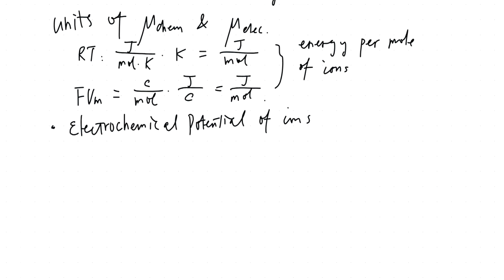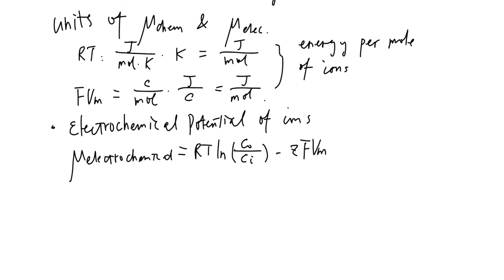So we have mu electrochemical equals RT natural log of C naught divided by Ci, minus ZFV. This is for a specific ion species, since you may consider multiple ion species, such as sodium, potassium, chloride, calcium, bicarbonate, etc. Those are the electrolytes inside and outside of cells. N is the index of the ion species.